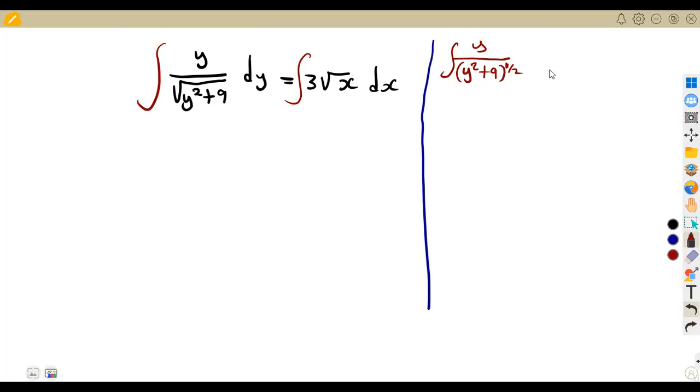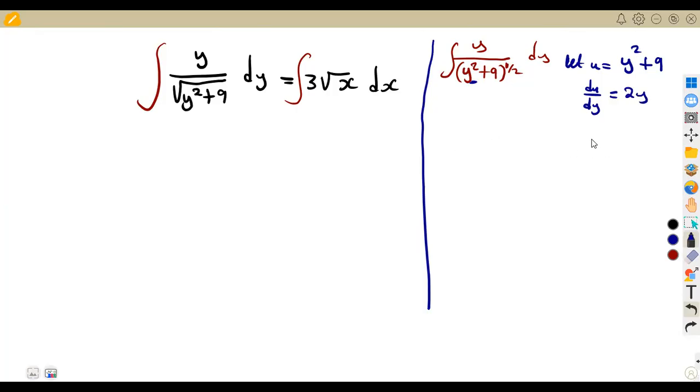So take note at this stage, this is what we are supposed to integrate with respect to y. By checking here, we can see that this is being raised to the exponent, and we have a y, and if we differentiate y squared, it gives us 2y, which can actually cancel with this y. So we can use substitution, where we let u be equal to y squared plus 9. Then we find du over dy, which is going to give us 2y.